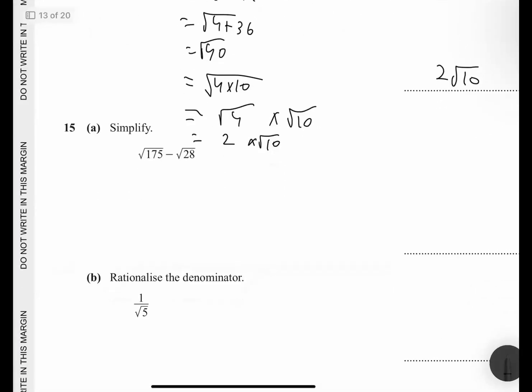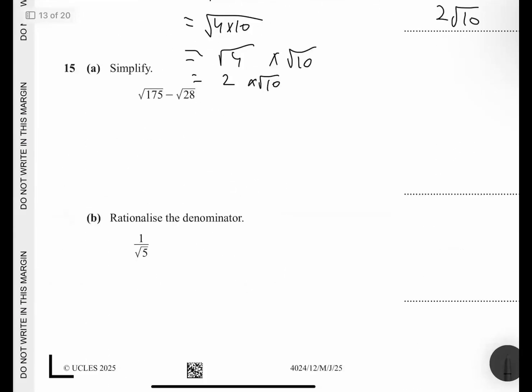Next is another surd question, square root of 175 minus square root of 28. Now notice, none of these numbers are perfect squares. So for this, what we're going to do is square root of 175 would be, let's think of a number.